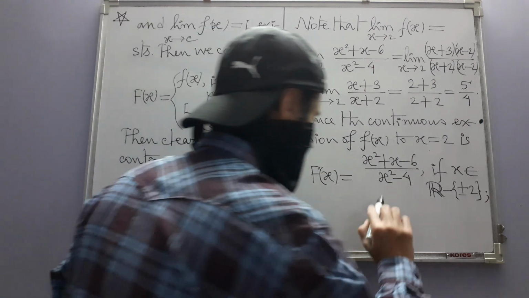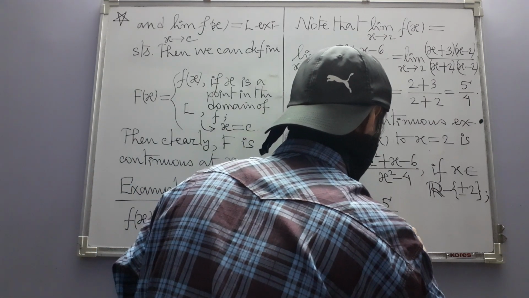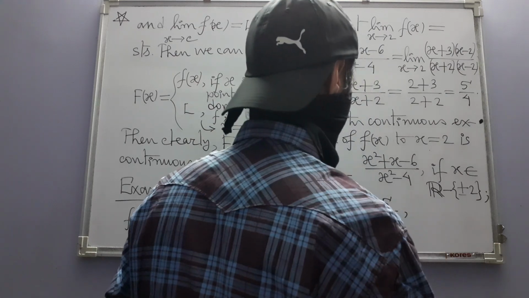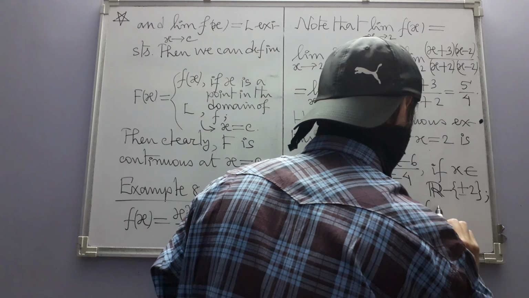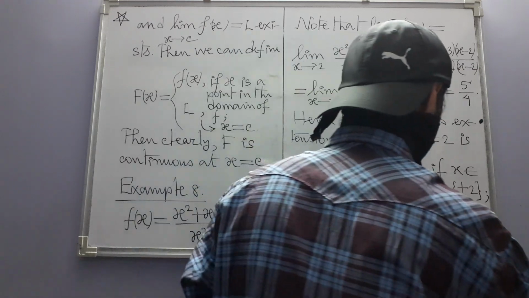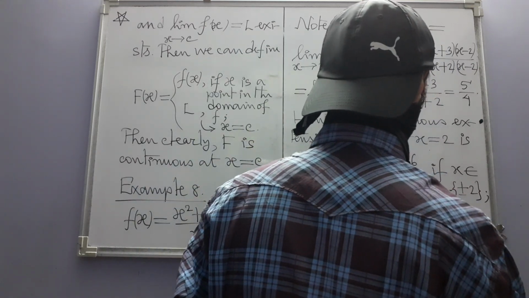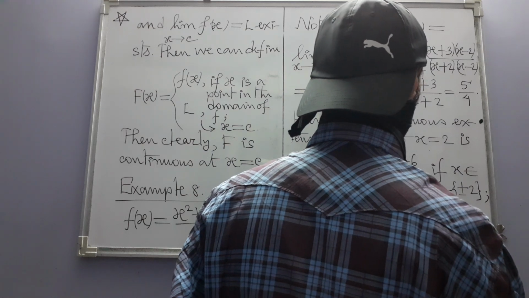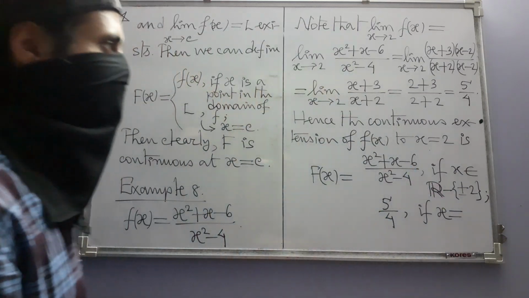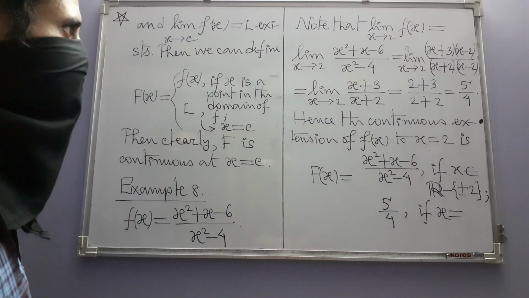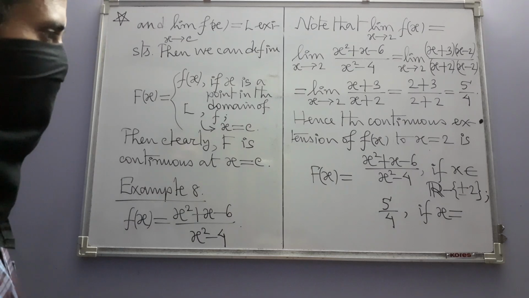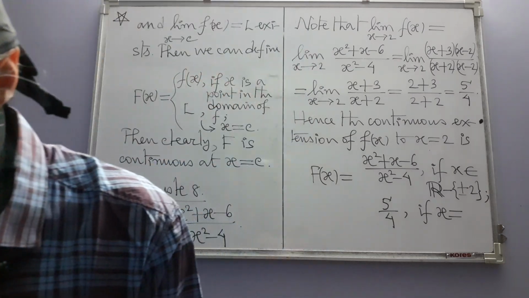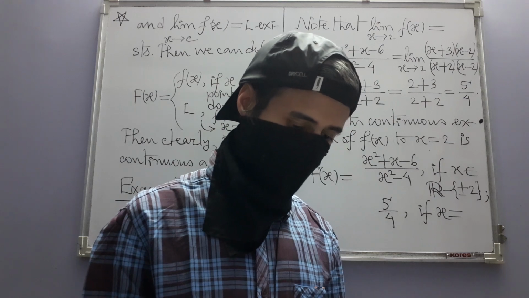And 5 over 4 if x is equal to, oh, okay, I think there is a, hold on, is it not a bit problematic? Let me just see one thing. Okay, I have got confused.